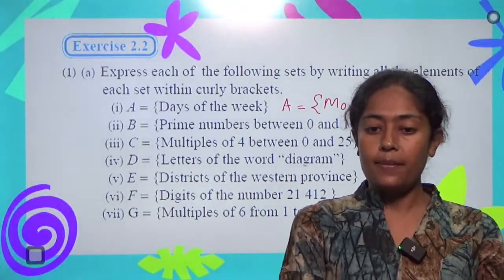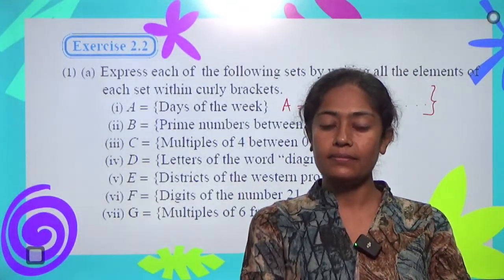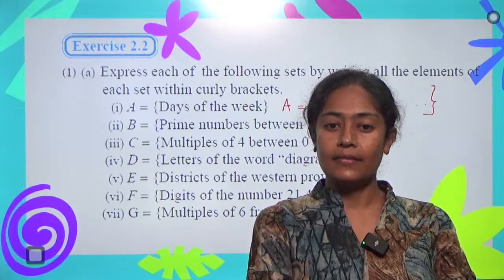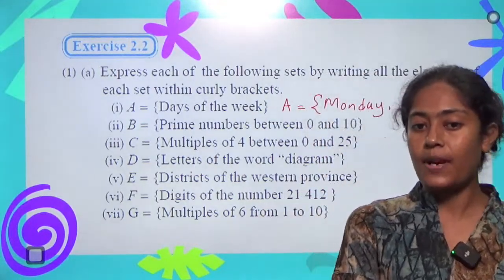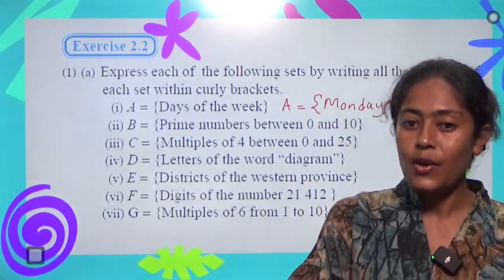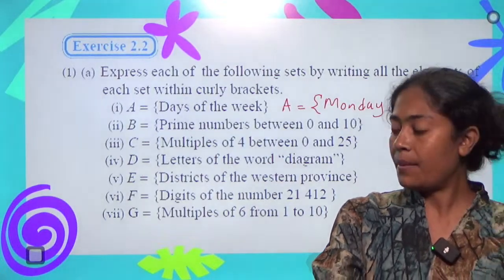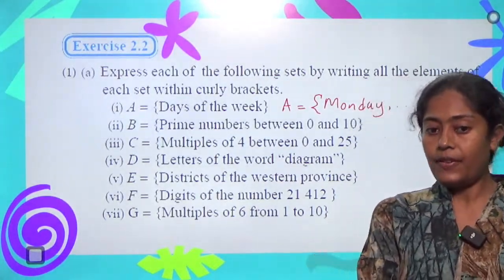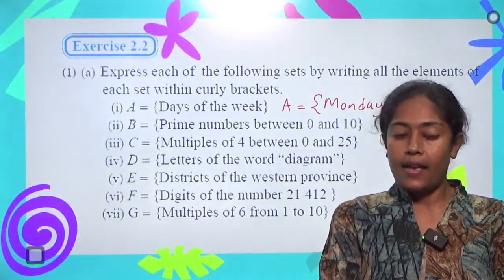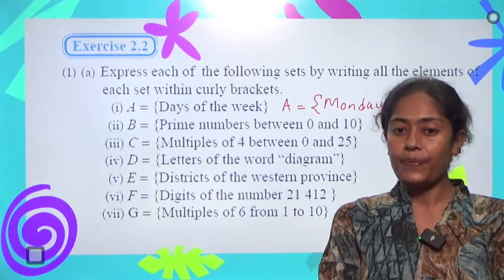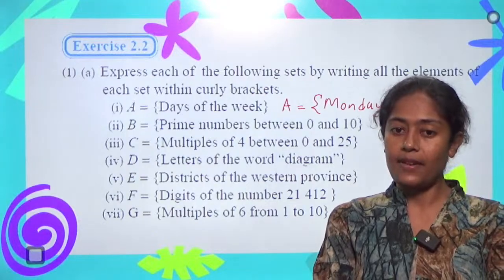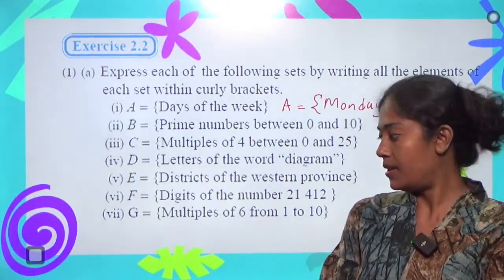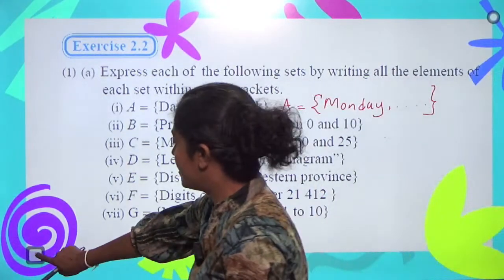Okay. Right, next one: prime numbers between 0 and 10. Do you know what prime numbers are? Not that much, but in grade 6 you are learning. What are prime numbers? Prime numbers means if a number has only 2 factors, we call that a prime number.